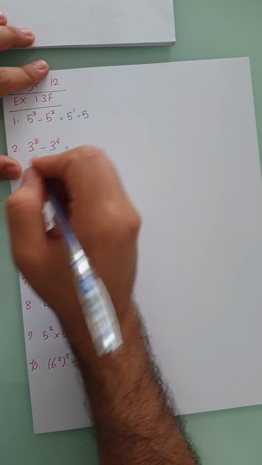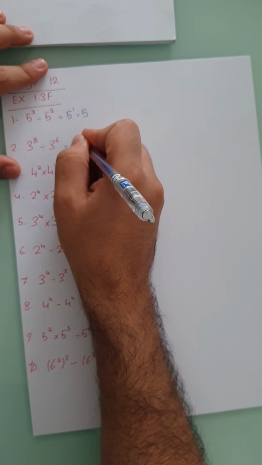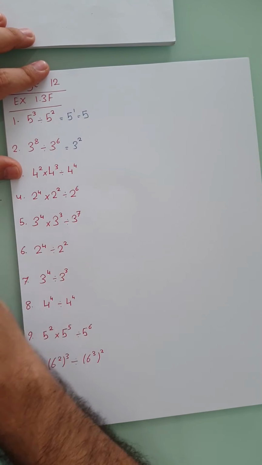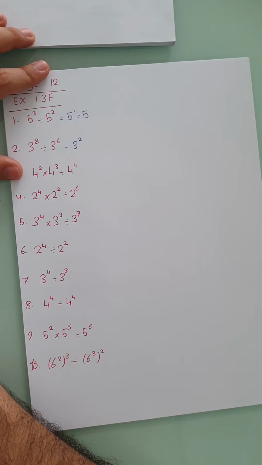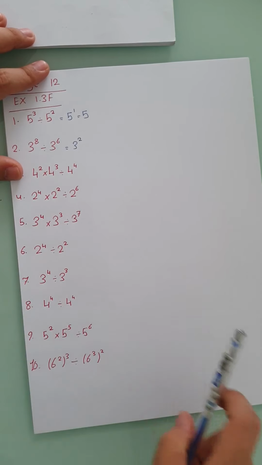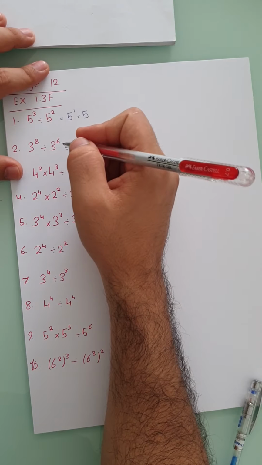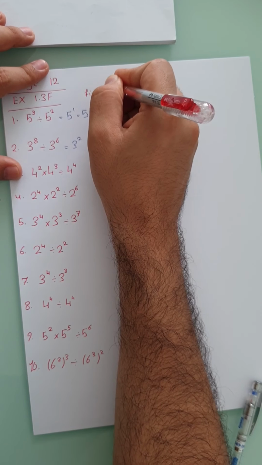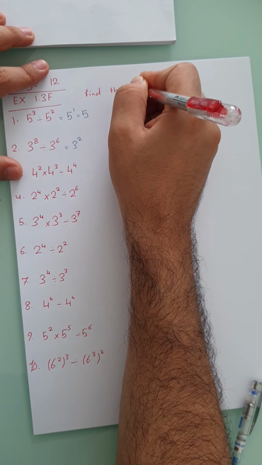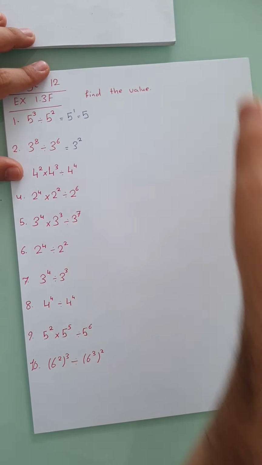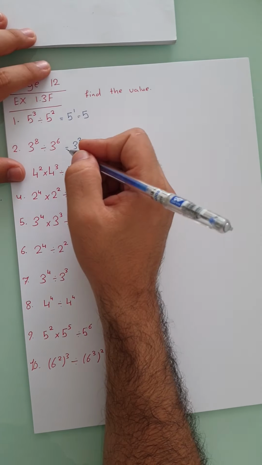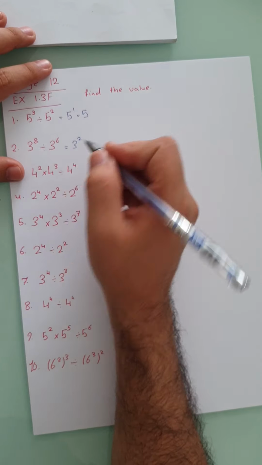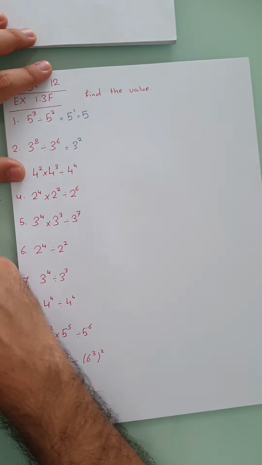8 minus 6, 3 to the power of 2. All right, if you go to the question and check what is required from you, it says to find the value. When I ask you to find the value, that means I don't want it in index form.